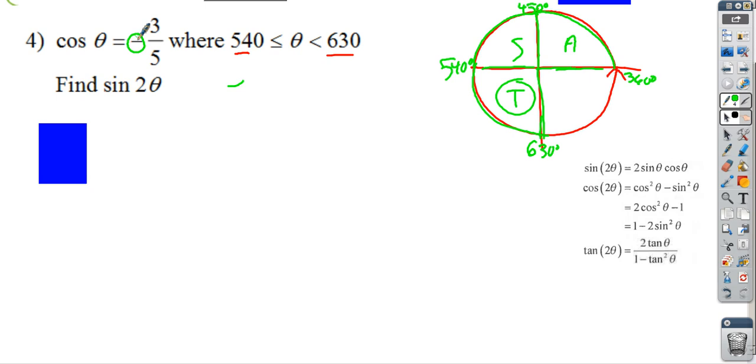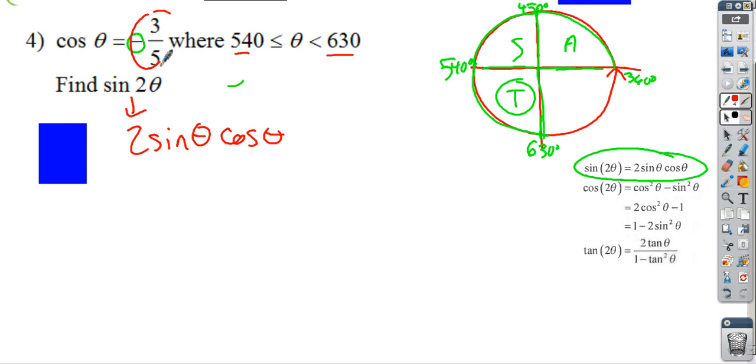Okay, the only thing is we don't know where 2 theta is going to be. We know where theta is in the third quadrant. 2 theta could be in any number of places. So we're going to have to figure that out. But you don't actually, I should clarify, you don't have to figure it out if you just use this formula right here, because this formula will naturally take care of whether it's positive or negative. Okay, so let's find the sine of 2 theta using this formula again. 2 sine cosine.